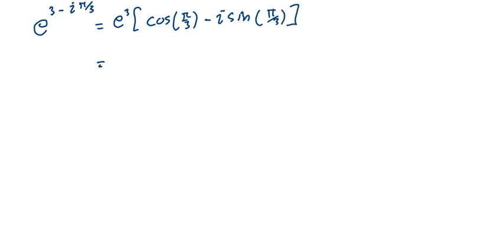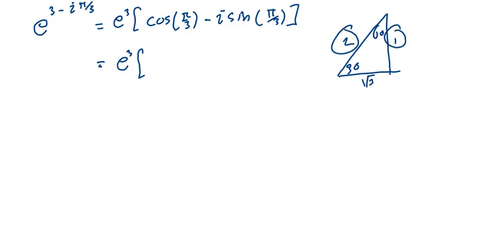Okay, so this will be equal to e to the 3. What is cos pi over 3? Pi over 3 is basically 60. I'll use some special angles here, I don't want to use decimal places. If we have 30 here and 60 here, then we have 1, 2 and square root of 3. So cos 60 is 1 over 2. Okay, so here we have 1 over 2 minus i, and in place of sine 60 is root 3 over 2.